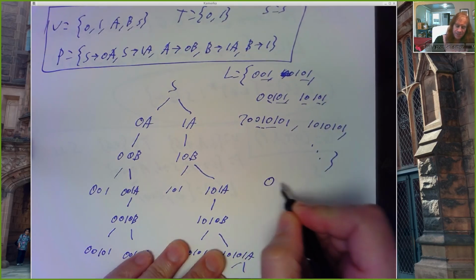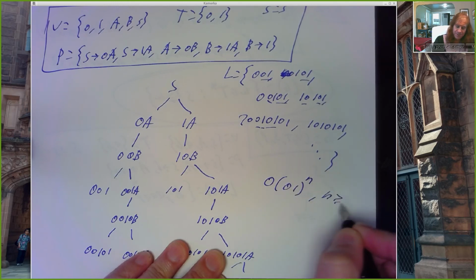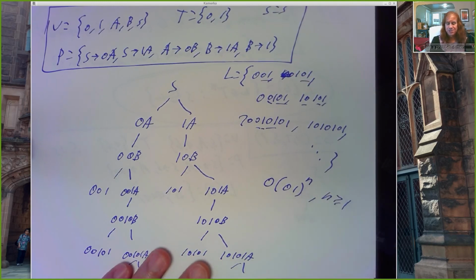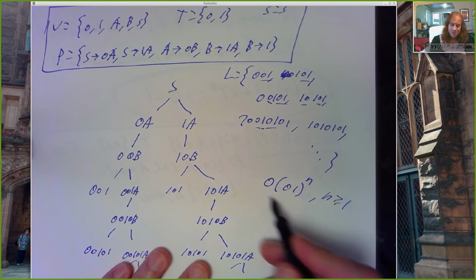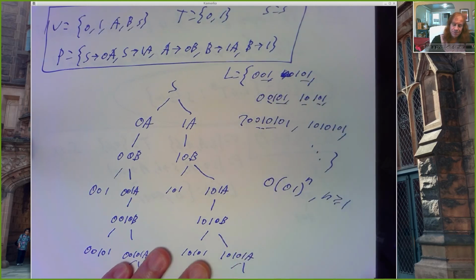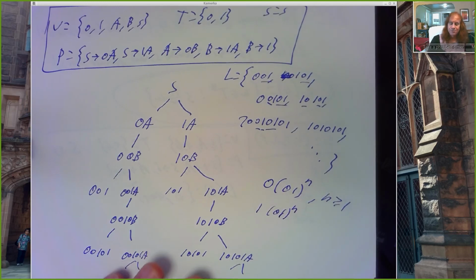And so this we would end up writing as 0 followed by 0, 1 to the n, n bigger than or equal to 1. Where this doesn't mean exponentiation, it means repetition. So it's a 0 followed by 1 or more repetitions of 0, 1, or it's a 1 followed by 1 or more repetitions of 0, 1.